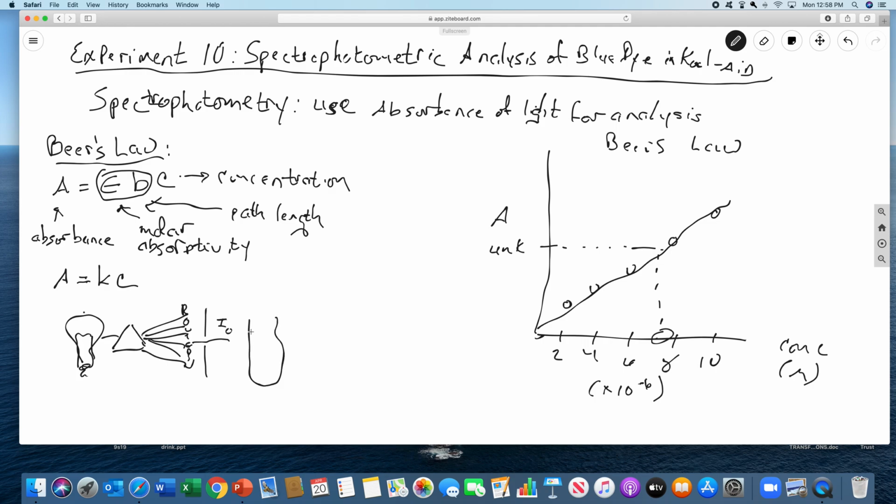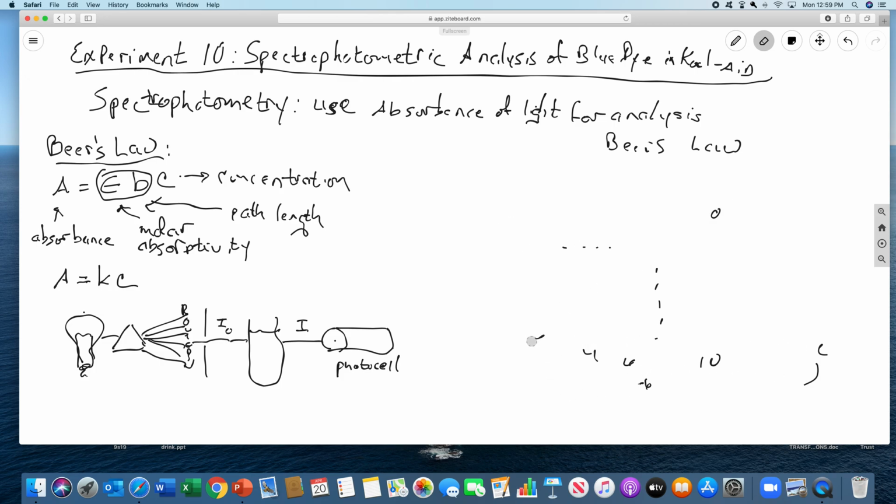Then it goes into your sample. This is called the transmitted light. And then this goes to a detector, which is like a photocell. All right. The ratio, let me erase some of this. So the instrument knows, and by the way, this distance here is B. This is the path length up here, right? So the instrument will know I0, and so then it measures I.